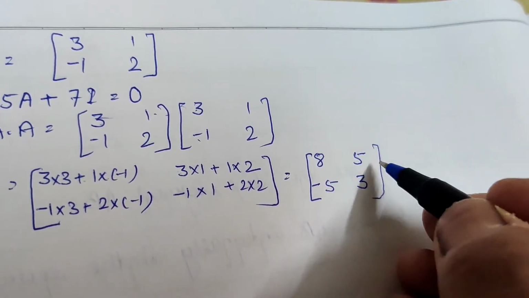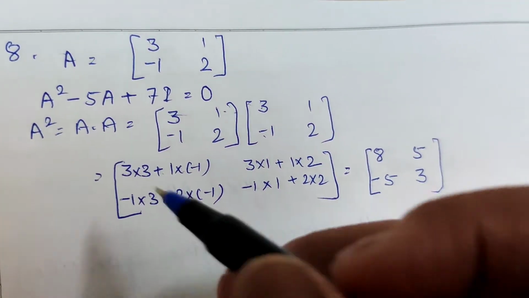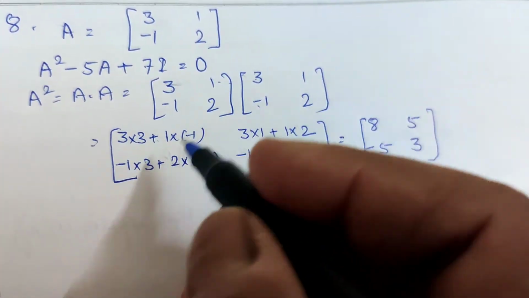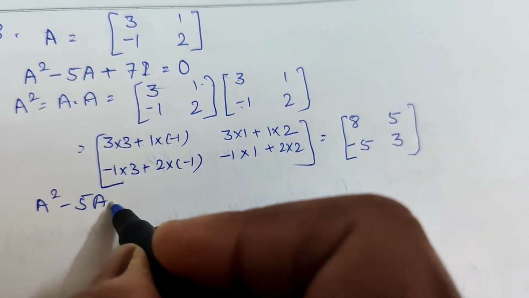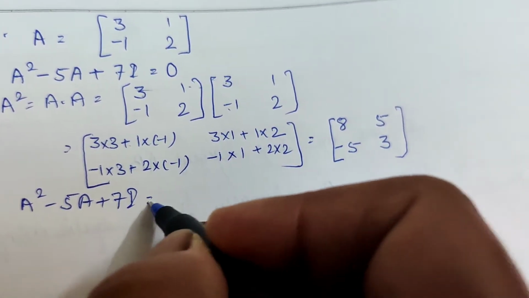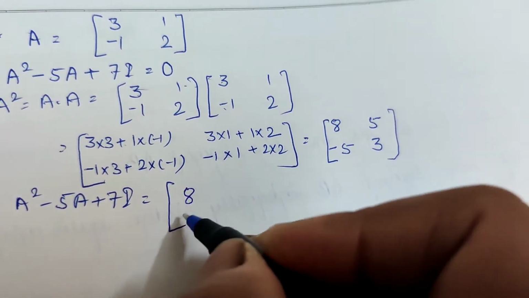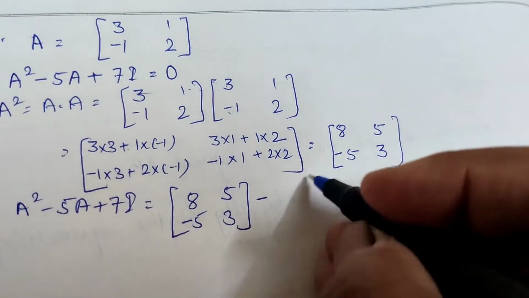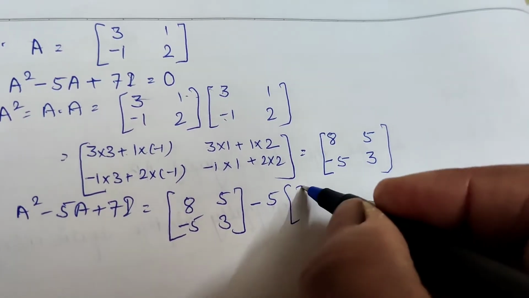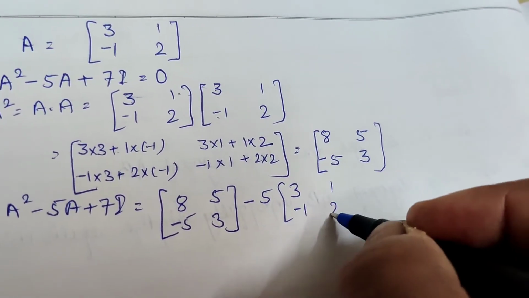8, 5, minus 5, 3. This is a square, 5a minus 7i. So we can write a square minus 5a plus 7i. We can write 8 minus 5, 5, 3 minus 5, 3 minus 1, 1, 2.